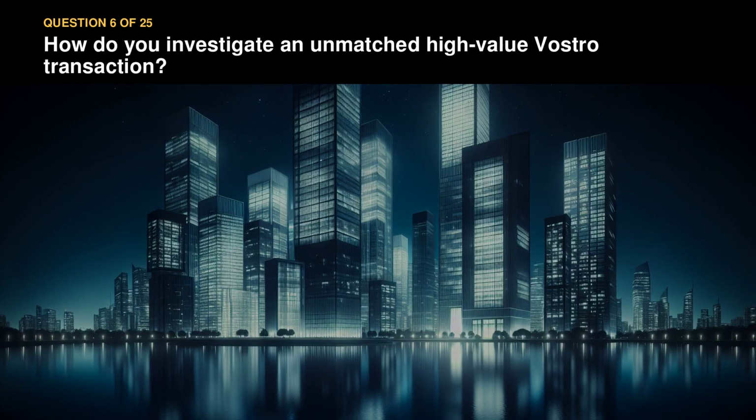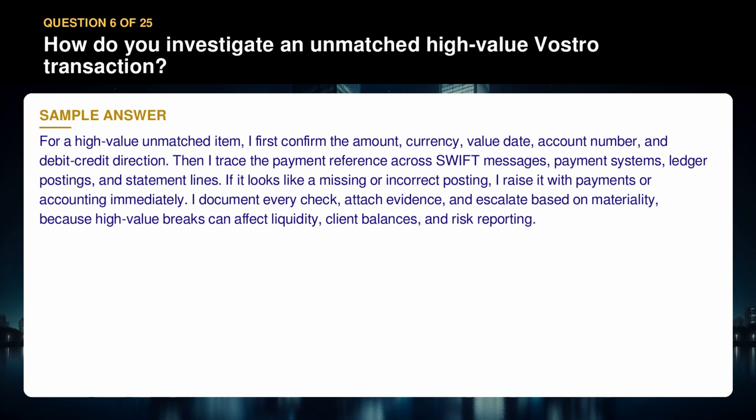Question 6. How do you investigate an unmatched high-value Vostro transaction? For a high-value unmatched item, I first confirm the amount, currency, value date, account number, and debit credit direction. Then I trace the payment reference across SWIFT messages, payment systems, ledger postings, and statement lines.